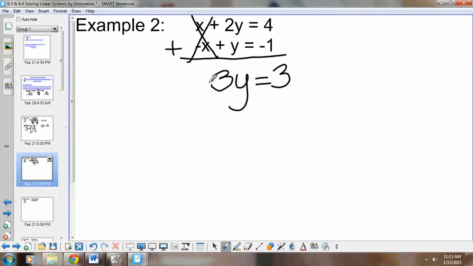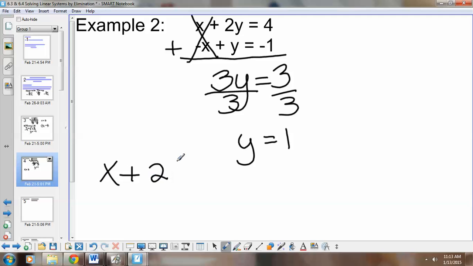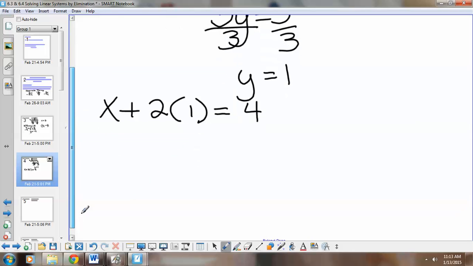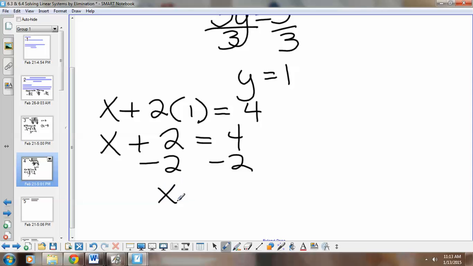We can solve this equation. How would you solve it? Divide by 3, so y is equal to 1. We're going to substitute back in. Take your value of y, which is 1, and put it back into one of your equations. I'm going to pick the top equation. X plus 2 times 1 equals 4. 2 times 1 is 2. Subtract 2 from that. Good, Isaac. X is equal to 2. Remember, your answers are always as ordered pairs. 2, comma, 1.